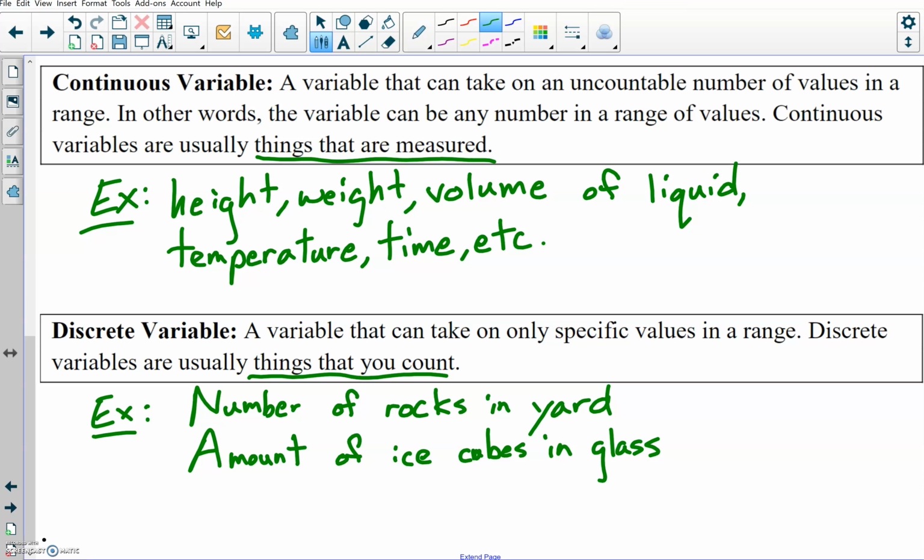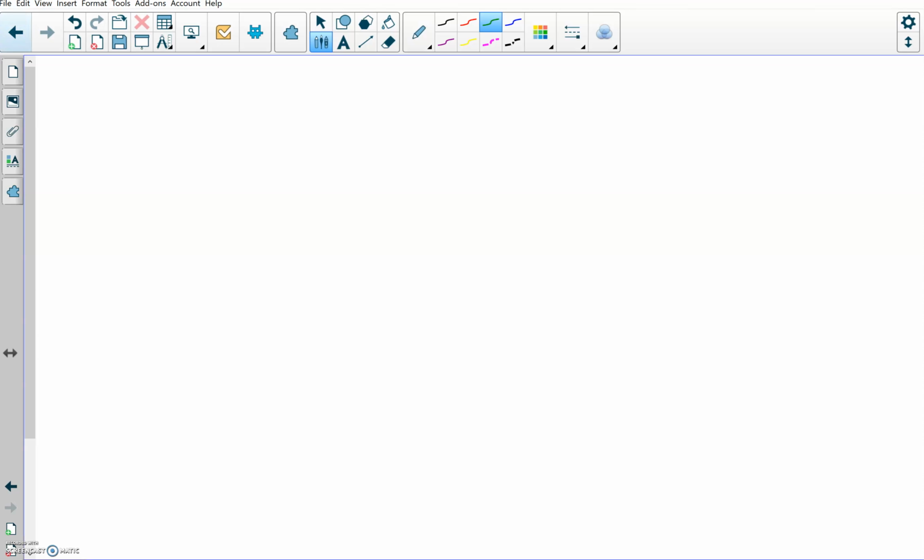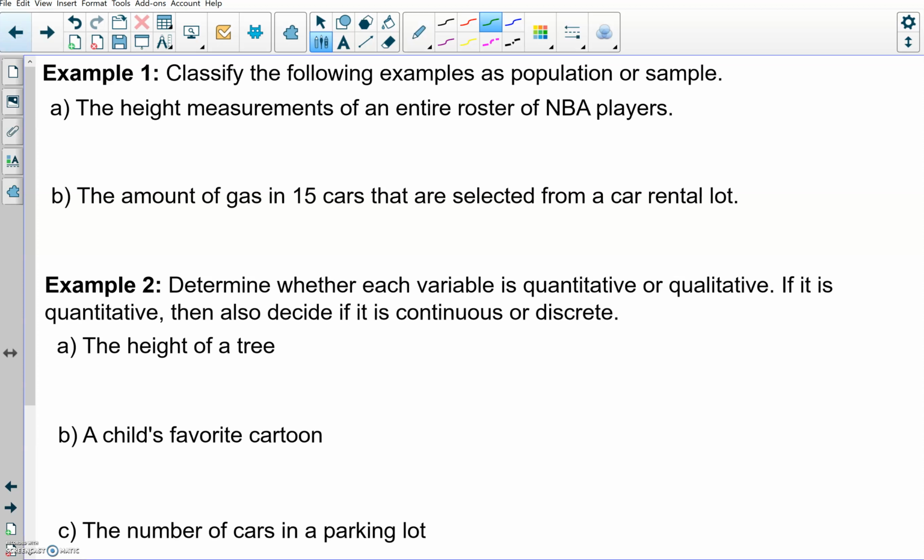Okay, so to finish out this section, we're going to look at some examples here to give you some practice on the terms before you get into the homework sets. So in example 1, what I want you to do is pause the video and try example 1 on your own before you come back and see the answers. So pause.